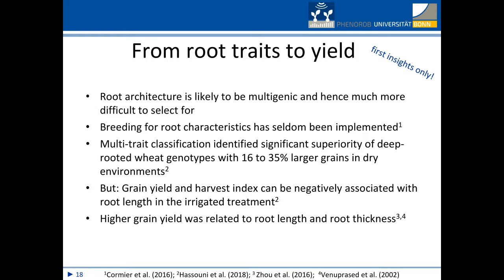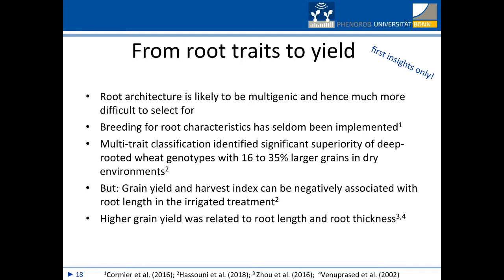I have to admit, I'm not a breeder, but I couldn't leave that topic out. What we learn from literature is that the root architecture is likely to be multigenic and thus much more difficult to select for as compared to other traits. Breeding for root characteristics has seldom been implemented. As I have already mentioned, the traits carry low heritability and they are variable in expression across environments, and also the field measurements are very labor intensive.